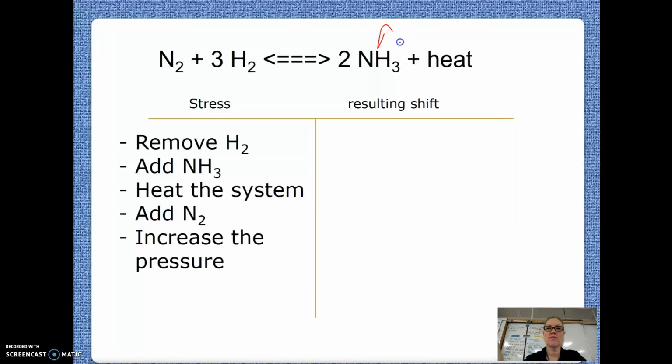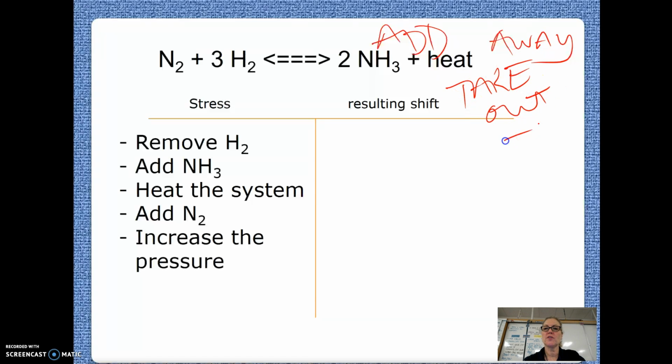So for Le Chatelier's principle, if you add something, it goes away from the substance you added to rebalance its equilibrium in a new way. If you take out something, it will shift toward the thing you took out. Sorry about the mess here. So add, away, take out, toward. That's your key. A and A, T and T. All right, add away, take out, toward.